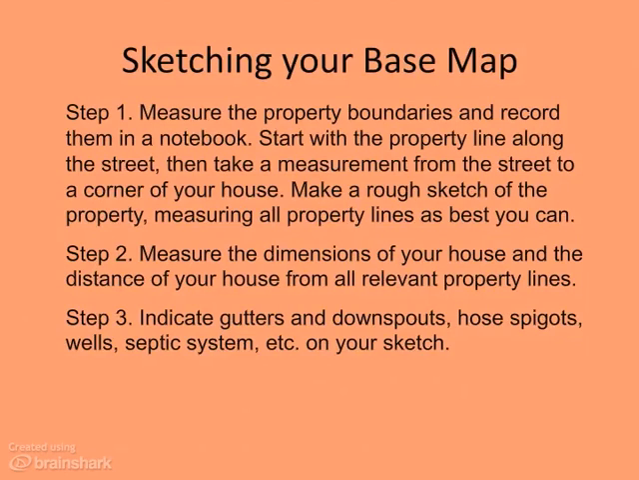Step 2. Measure the dimensions of your house, all of the exterior walls, and the distance of your house from all relevant property lines. Step 3. Put in the rest of your site features. Indicate where the gutters and downspouts are, where you would find hose spigots, wells, septic systems, etc.